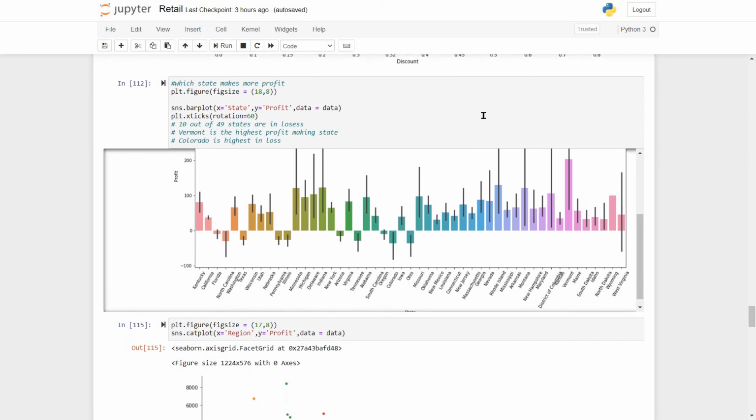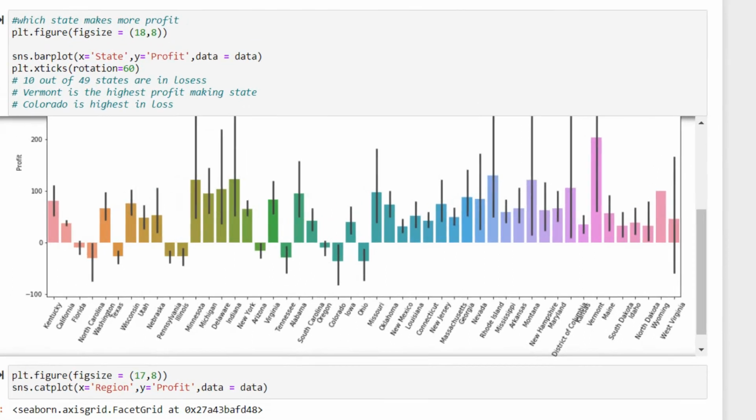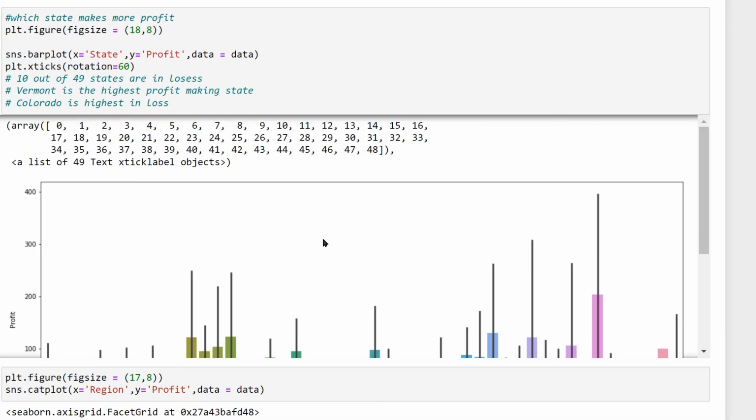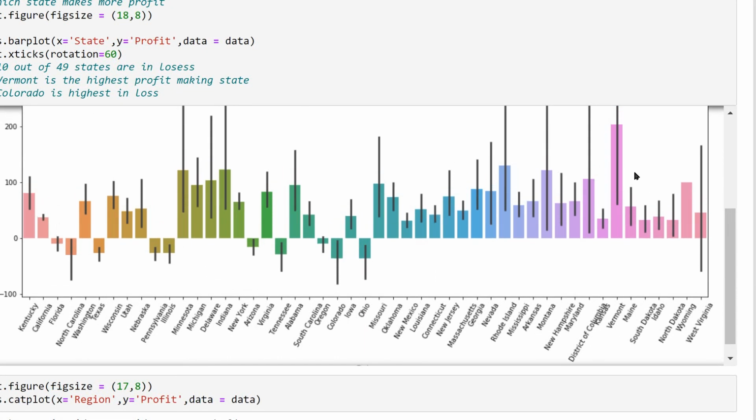In this graph we are going to check which state makes the most profit and which state makes the least profit. I would tell you that there are a total of 49 states this company is working in. I would zoom a bit. Now it's pretty clear. So here you can see that the tallest building is this one, which is Vermont. So Vermont is the highest profit-making state. And the least is this one, Colorado.